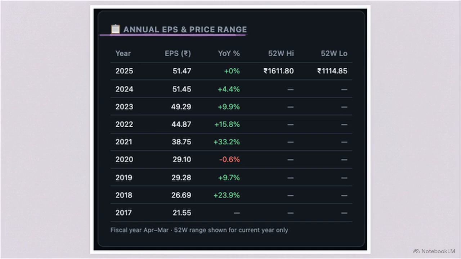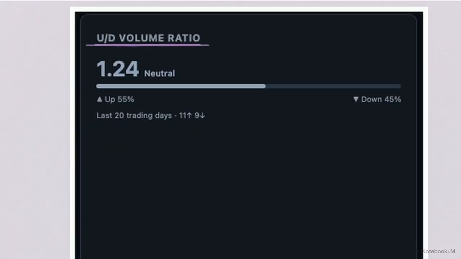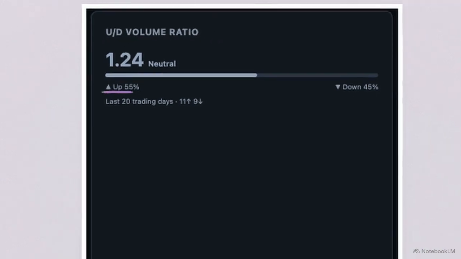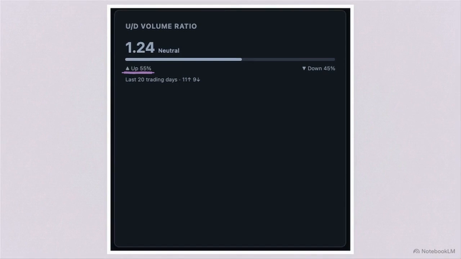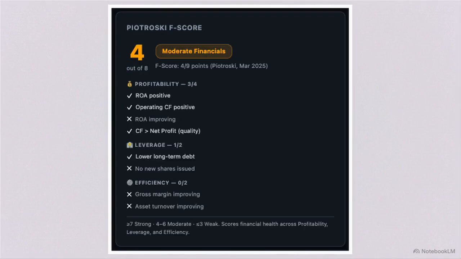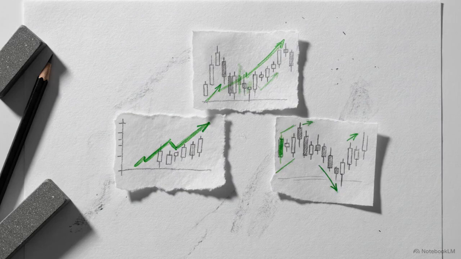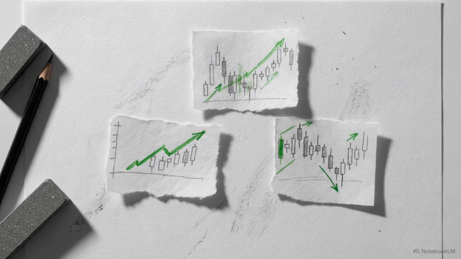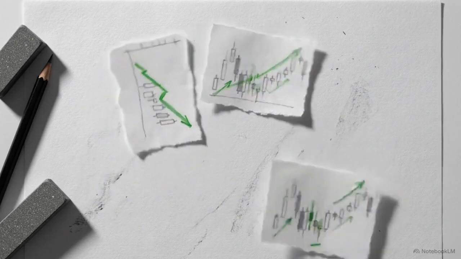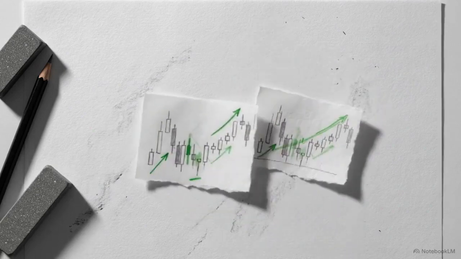This grid identifies multi-year periods of fundamental overvaluation or undervaluation. The UD volume ratio serves as a detector for institutional footprinting. A ratio heavily weighted to the upside proves that informed buyers are stepping in on price strength. Finally, the Piotroski F-score validates financial safety by scoring the company across profitability, leverage, and efficiency. When relative momentum clearly aligns with institutional accumulation and consistent peer outperformance, you have successfully isolated a true high-probability setup.